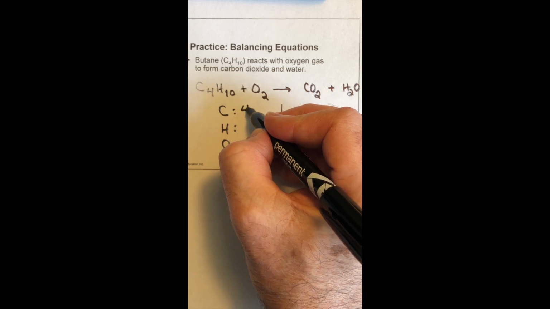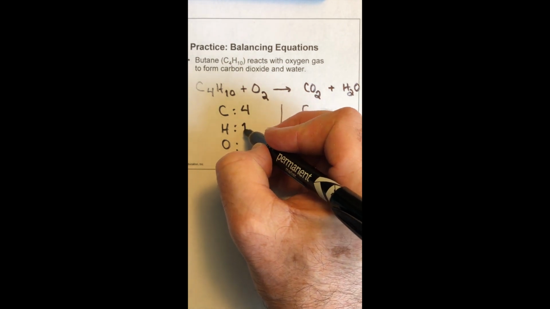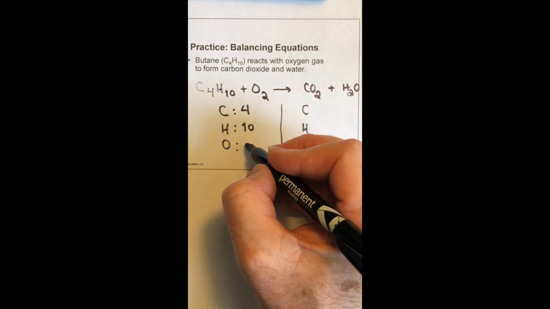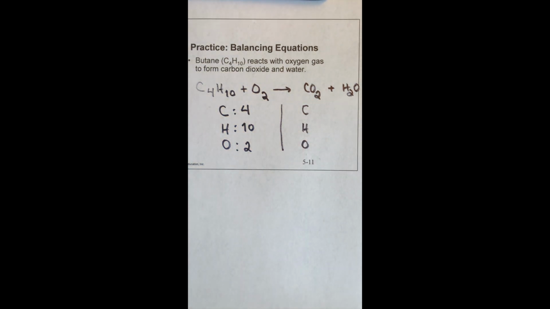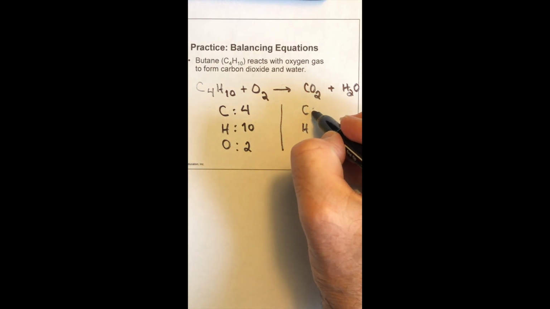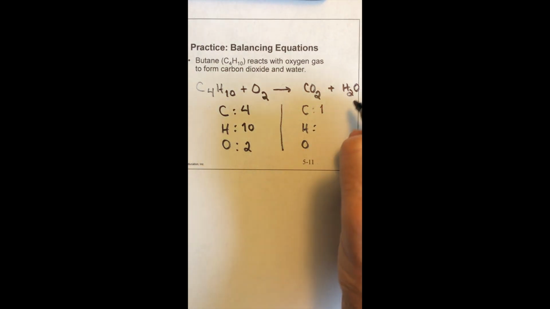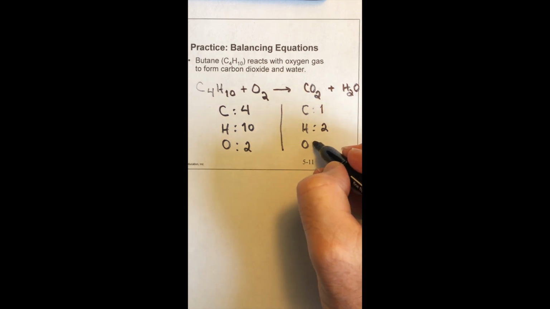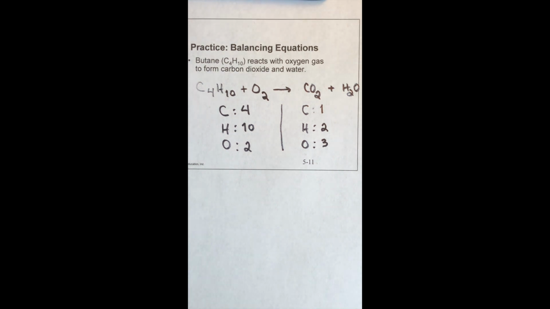We have 4 atoms of carbon on the left side, 10 atoms of hydrogen, and 2 atoms of oxygen. On the right side, we have 1 carbon atom, 2 hydrogens, and 2 plus 1, 3 oxygens. The first thing we try to do is balance something that is present in only one compound on each side. So I don't want to start with oxygens because on the right side they're present in 2 compounds, and that might make it not impossible but a little harder.